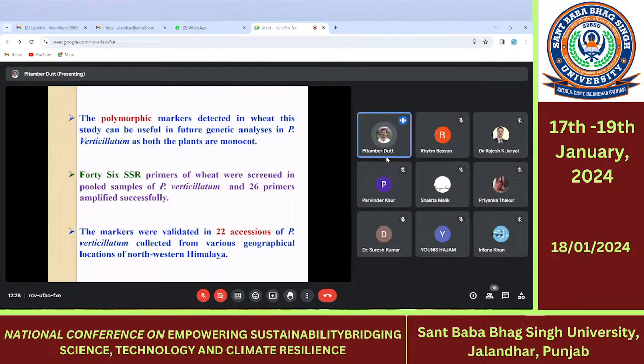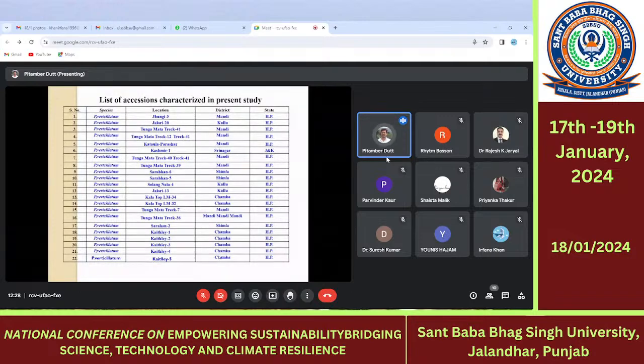46 SSR primers of wheat were screened in the pooled sample of Polygonatum verticillatum, and 26 primers amplified successfully. The markers were validated in 22 accessions of Polygonatum verticillatum, which were collected from different locations of the northwestern Himalayan regions. And in the list of the accessions characterized in the present study, you can see the samples of Polygonatum verticillatum which were collected from different northwestern Himalayan regions.